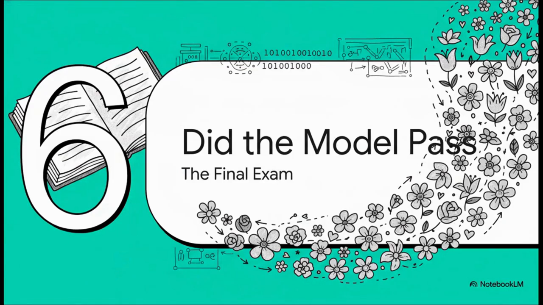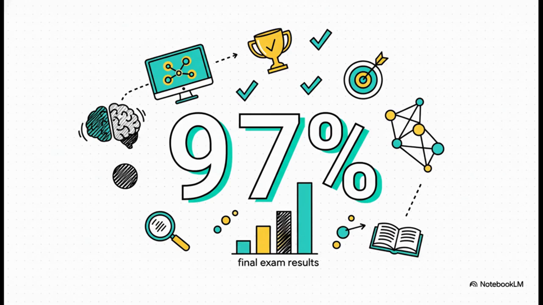Okay, this is it. The moment of truth. Our model has crammed, it's studied its textbook, now it's time for the final. We're going to give it those 38 flowers from the test set, the data it has never ever seen, and let's see what happens. And the result? 97%. That's the score it got on its final exam.